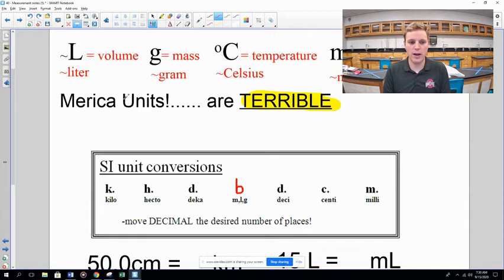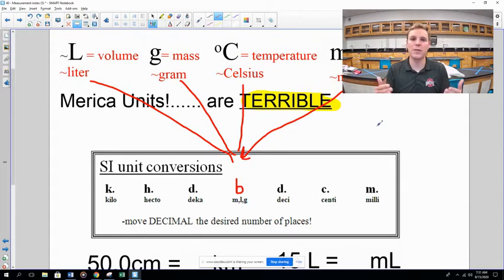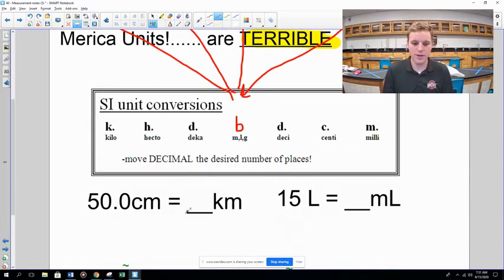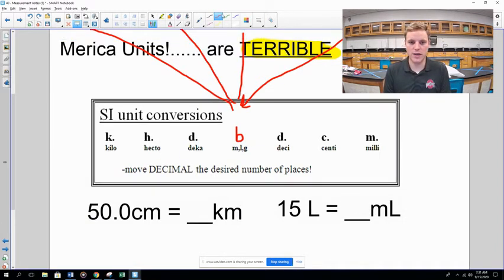Now in here, I have the letter B, stands for base unit. So this is where your liters, your grams, your Celsius, your meters, this is where they are on this scale, okay? So we're talking about a regular meter, not a kilometer, a millimeter. That would be right here at B for base. Okay, now, so how we do these conversions if I want to go from centimeters to kilometers or something like that? Well, you can use this chart to do that.